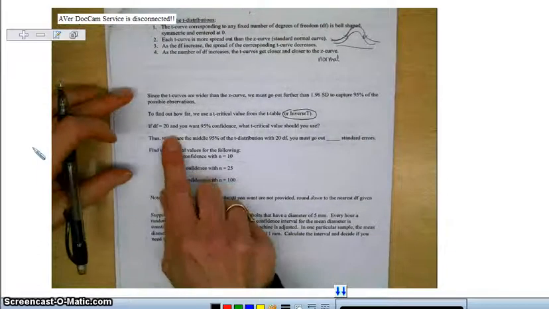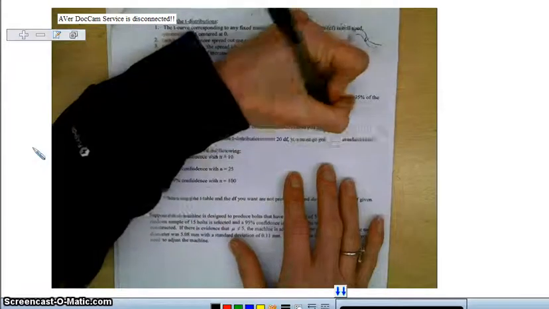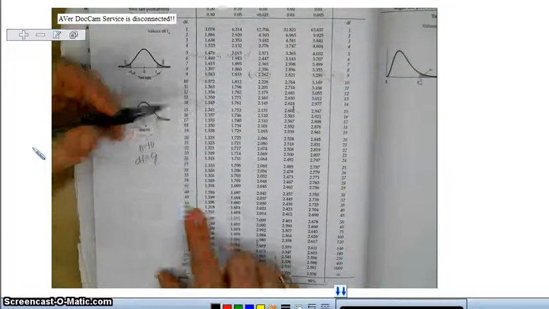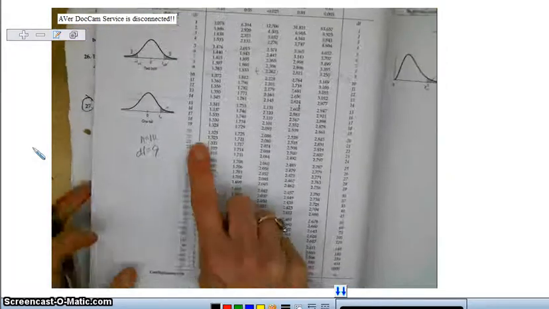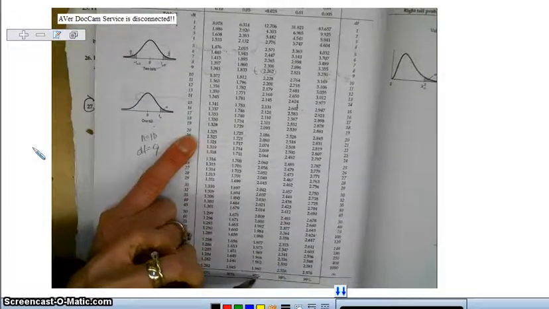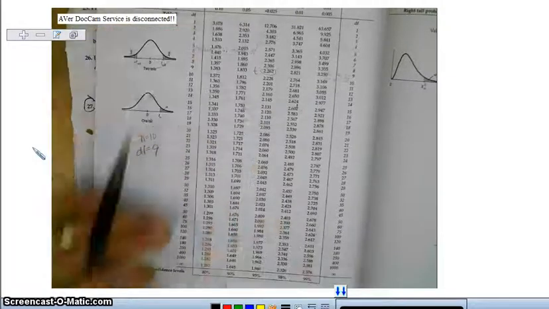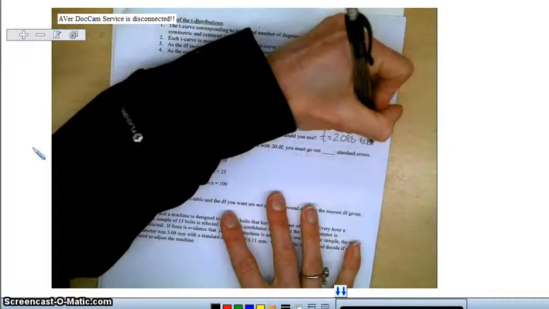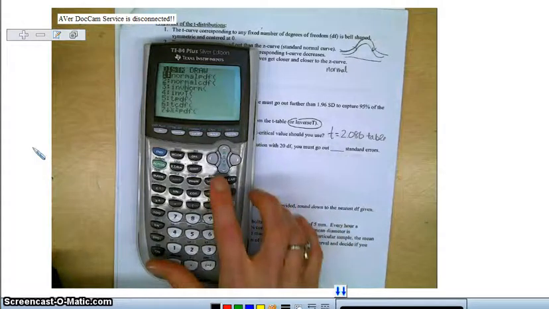If the degrees of freedom is 20 and you want a 95% confidence interval, what t critical value should you use? I can do this two ways. My degrees of freedom is 20, so I go to my book, go to 20, and then go to 0.95. I see where they meet, and that's 2.086. So that's 2.086 from the table, but how do I do it on my calculator? I go to second distribution, inverse t.